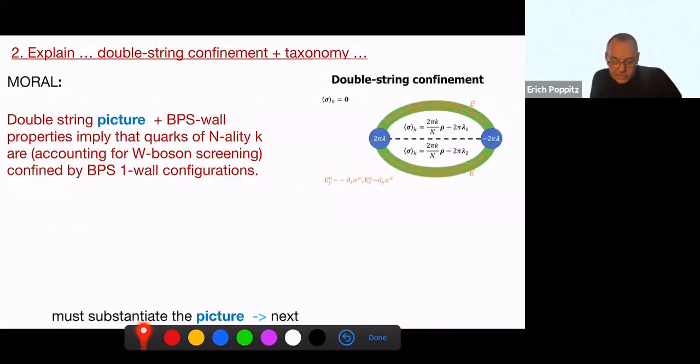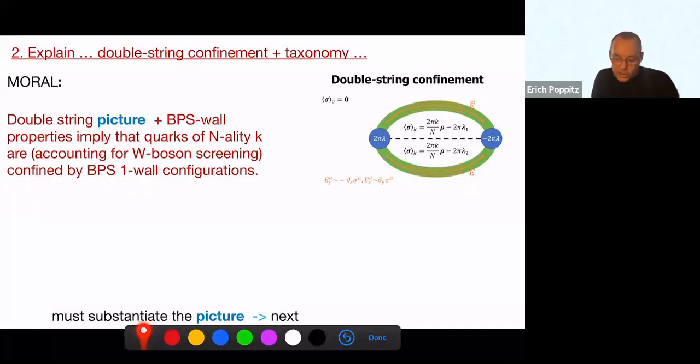So the moral is this. The moral is that this double string picture and the BPS wall properties imply that quarks of N-ality K are confined, at least in configurations of lowest tension, by BPS1 walls. So this is the main picture. And of course, we need to substantiate this picture because it's a picture. We need to find out more about these configurations, whether they are realized, et cetera. So we need to substantiate that.